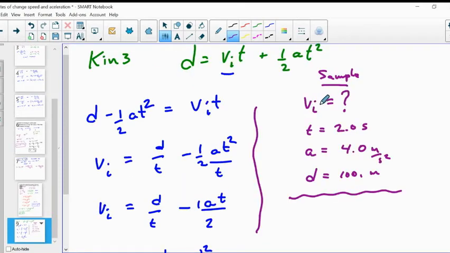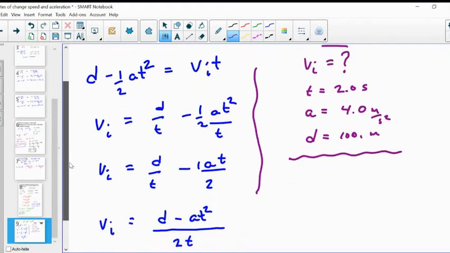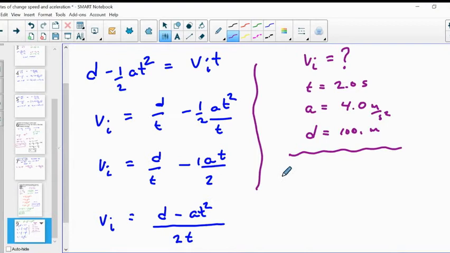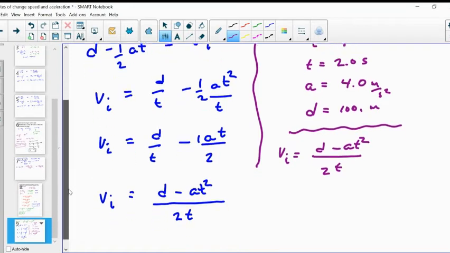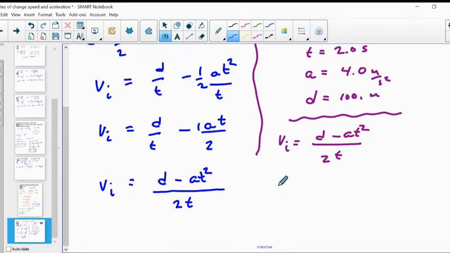Let's say we're trying to figure out what our initial velocity was, but we travel for 2 seconds, we accelerate at 4 meters per second squared, and we traveled a distance of 100 meters in that time. So using our formula, where we know the initial velocity equals the distance, take away at squared, all divided by 2t. And all we do is we substitute our variables into this equation.